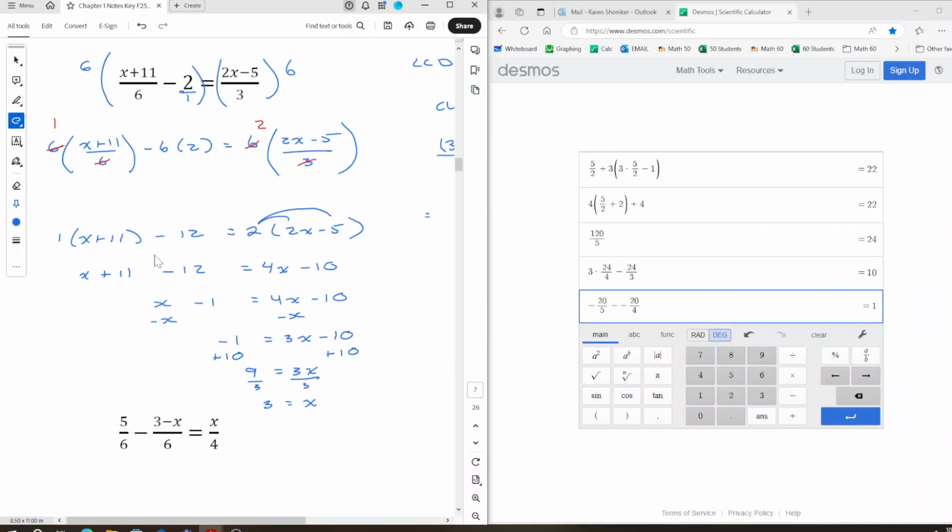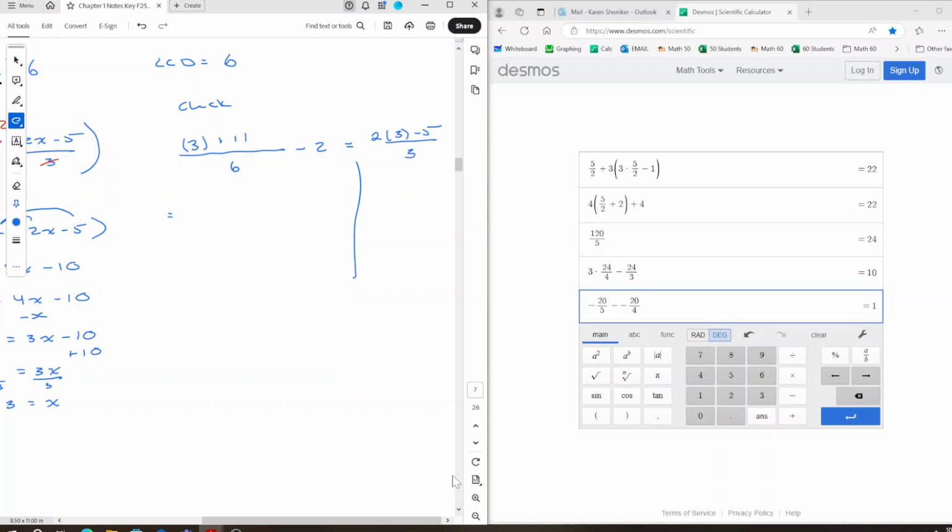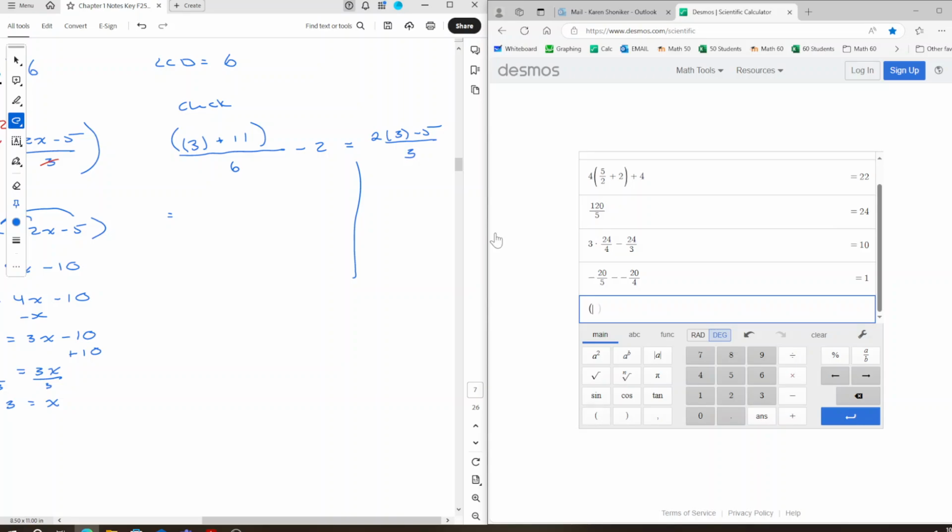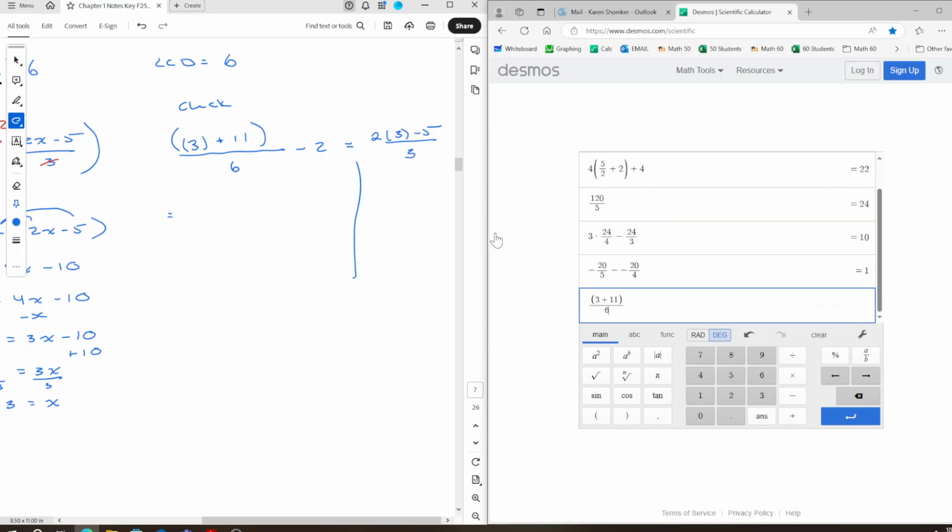You don't have to, but I don't want checks to be like this crazy labor-intensive process where you're going to make integer mistakes. So when you're plugging in a fraction, make sure you put the top in brackets. So I would have bracket 3 plus 11 unbracket being divided by 6, taking away 2. I end up with 0.3 repeating.